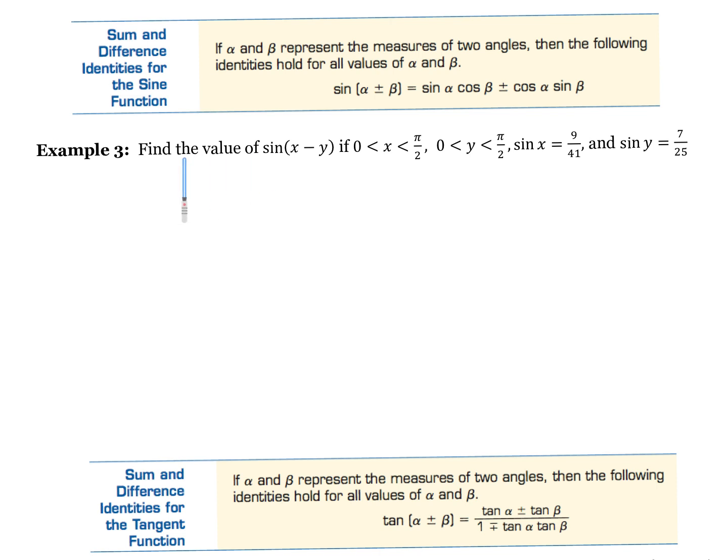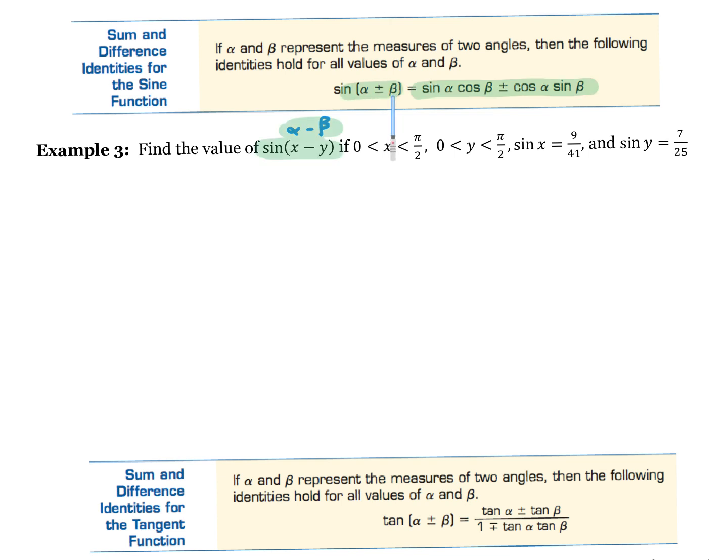Okay, check this out. This one's a little different. It's very similar, but look at what I asked you: find the value of sine of x minus y. I just want us to apply it. My alpha in this case is an x and my beta is a y. So let's write that: my alpha is an x minus my beta, which was a y. And I want us to go apply this to this.